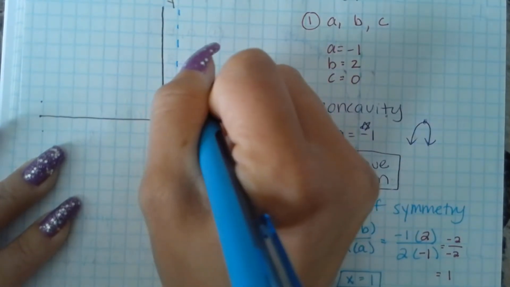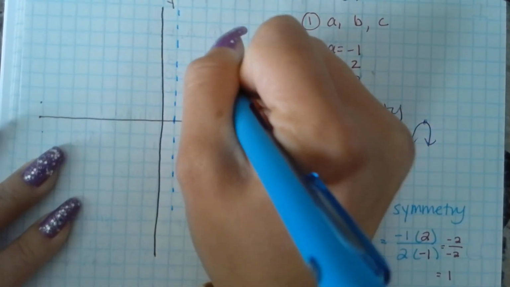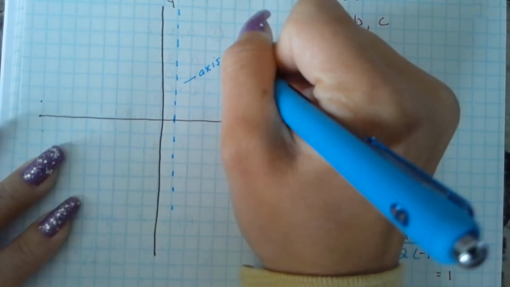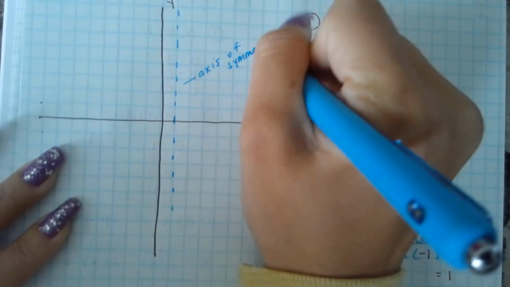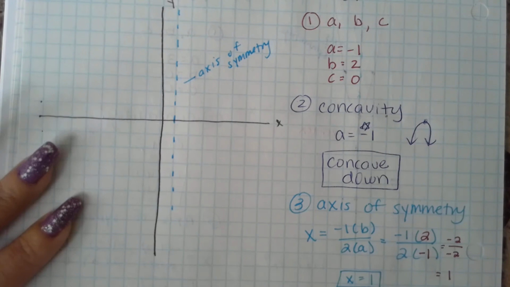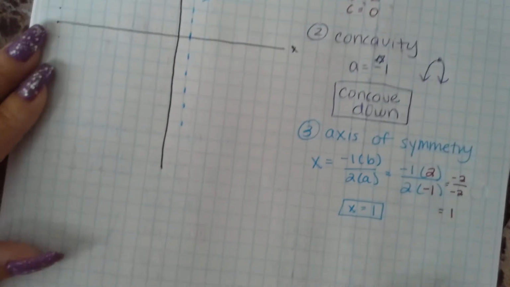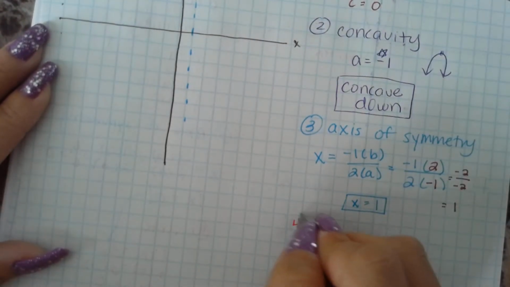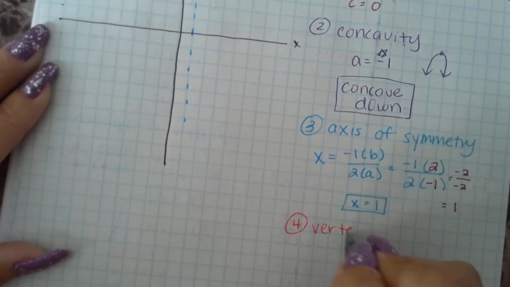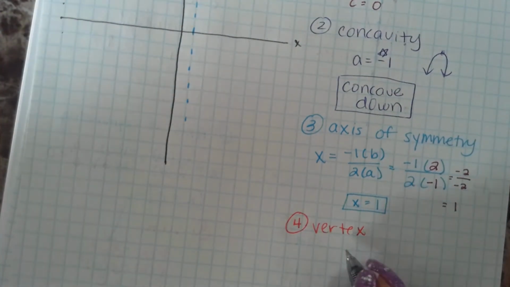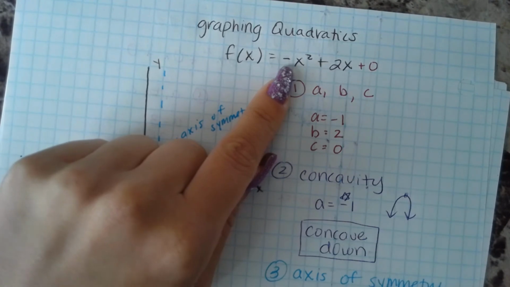I'll go ahead and label that: axis of symmetry. Okay. Now, we need to go ahead and find our vertex. Step 4. Vertex. So for our vertex, we have to go back up to the original equation, which is this right here, negative x squared plus 2x, and write that down.